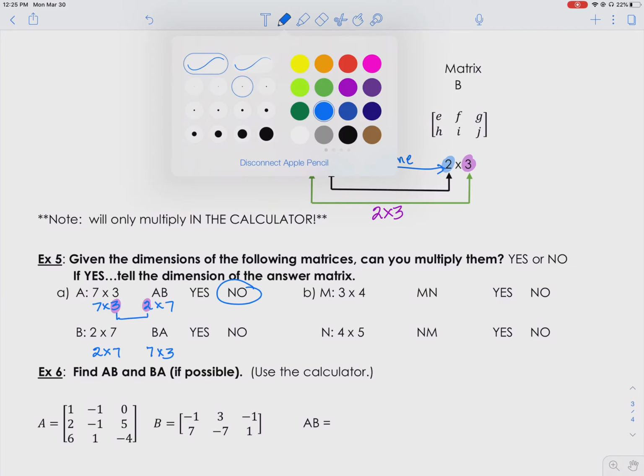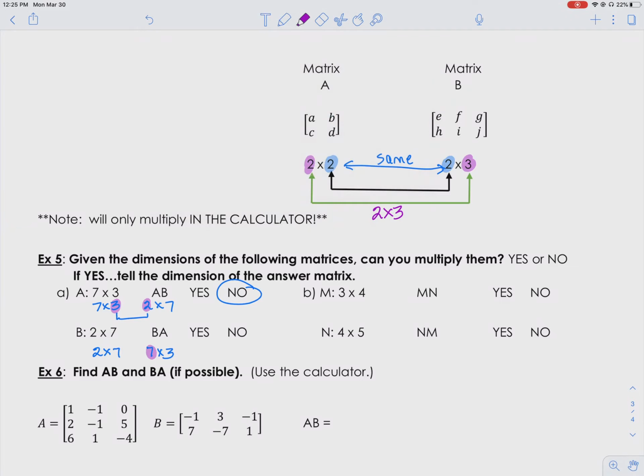Now look at those guys. See those 7s? They match. So yes, they do work. And what's your answer going to be? When you plug it in your calculator, your answer is going to be a 2 by 3 matrix.